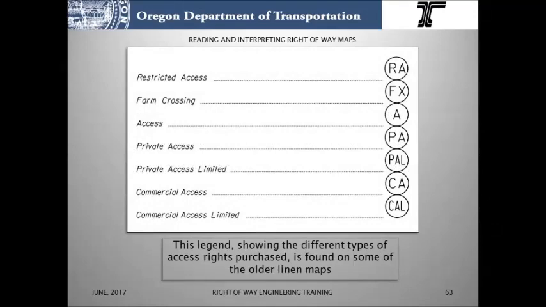Now, various symbols were used. They had RA for restricted access, FX for farm crossing, A for access, PA for private access, PAL for private access limited, CA for commercial access, and CAL for commercial access limited. They had a stamp, and this would be stamped on the front of the map. You'd see this little stamp with that legend on there.